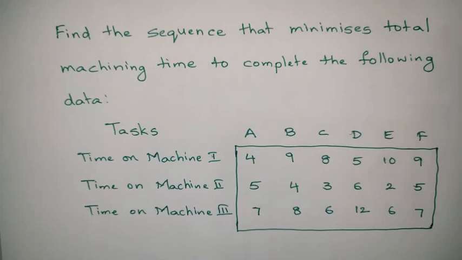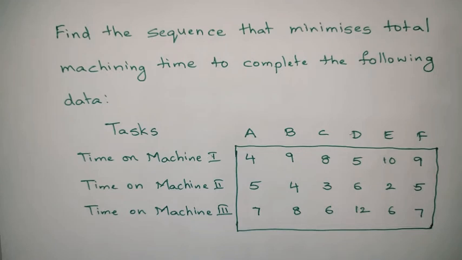Hi everyone. In this session, we are going to discuss the sequencing of n jobs through 3 machines. This is the second model in flowshop sequencing. So let us see now how to solve this problem.